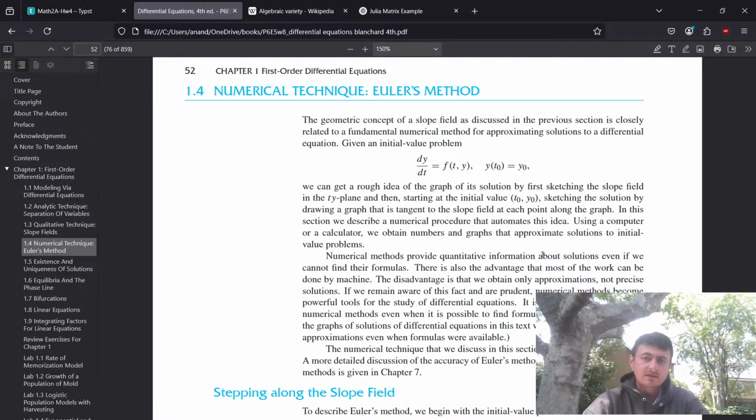Okay. So, I guess it's good to recall what we did last time, which was slope fields, where you have some differential equation, you take a whole bunch of points, evaluate the slope at each point, and make a slope field plot. So, the geometric concept of a slope field, as discussed in the previous section, is closely related to a fundamental numerical method for approximating solutions to a differential equation.